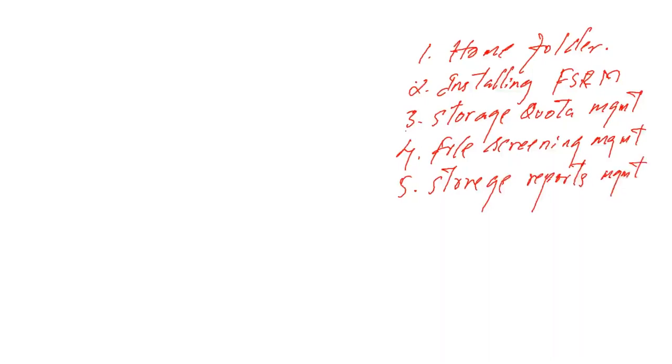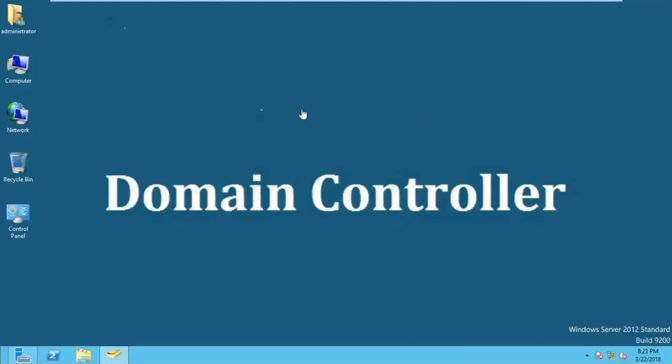So our next lab is what? Installing FSRM service. So please write down the steps. In system 1 server DC, log in as an administrator.